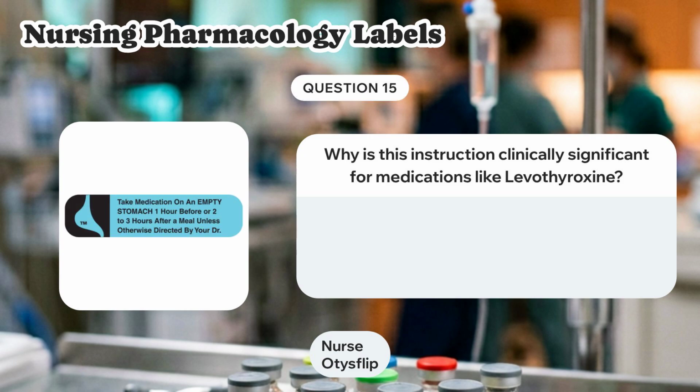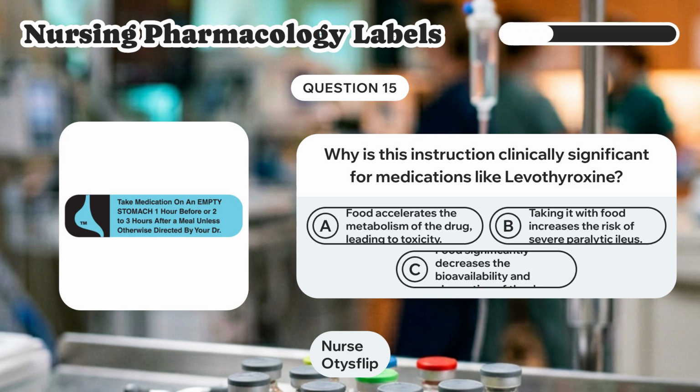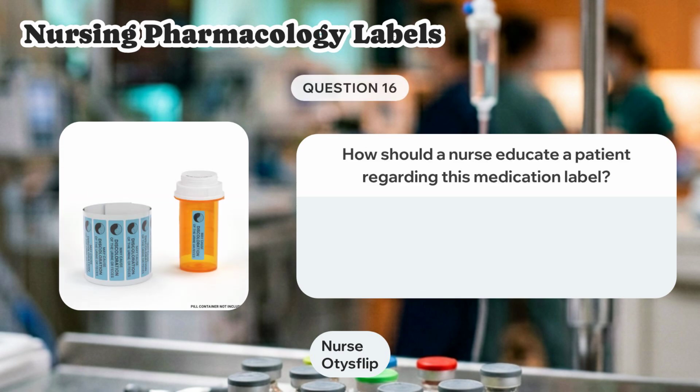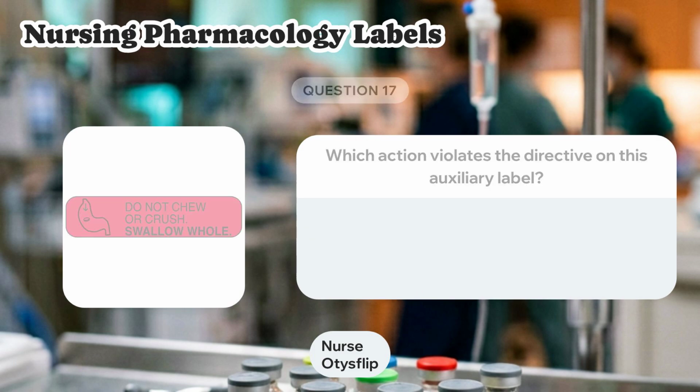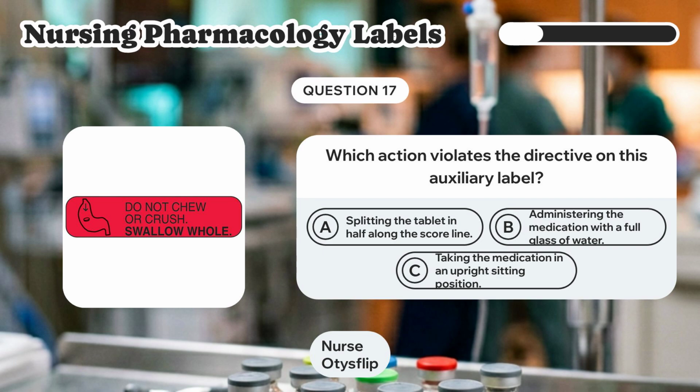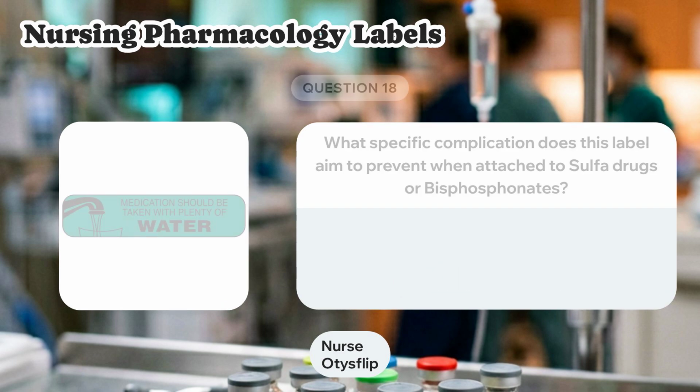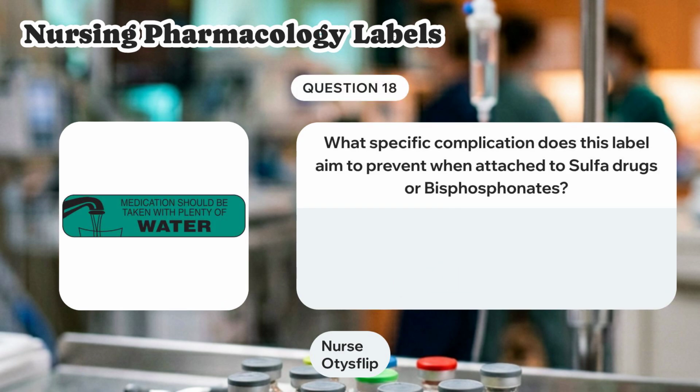Why is this instruction clinically significant for medications like levothyroxine? How should a nurse educate a patient regarding this medication label? Which action violates the directive on this auxiliary label? What specific complication does this label aim to prevent when attached to sulfa drugs or bisphosphonates?